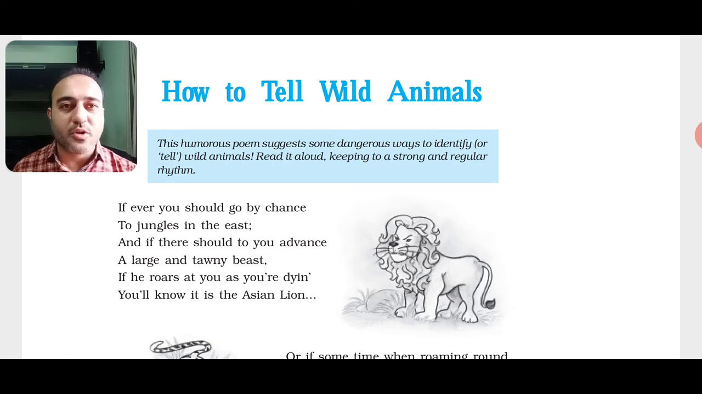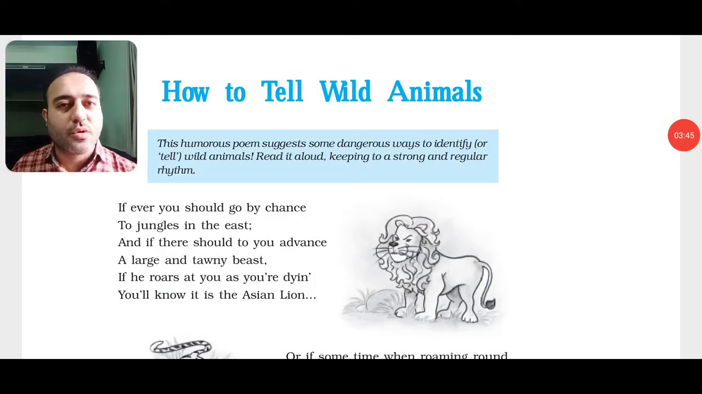Why is it humorous? Because once the tiger attacks us, and if it eats us, right, then how can we identify, means almost we are dead, so how is it possible that we can identify that animal? So this is actually a kind of description, right, a humorous description. She has described the poem in a very humorous way, right, and tries to explain to us the characteristics of different animals.